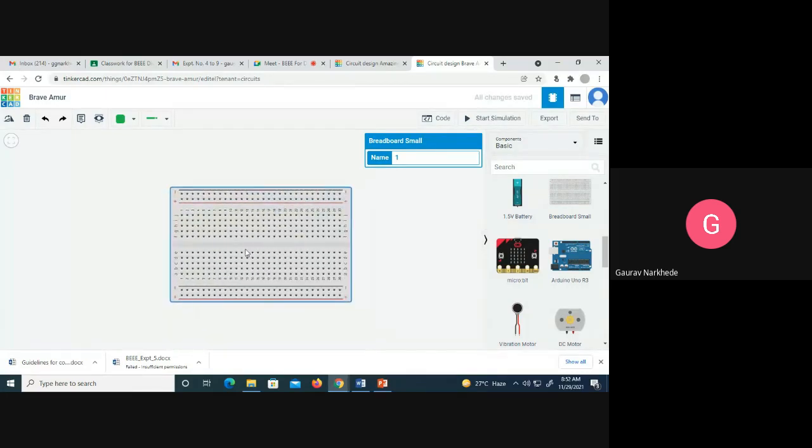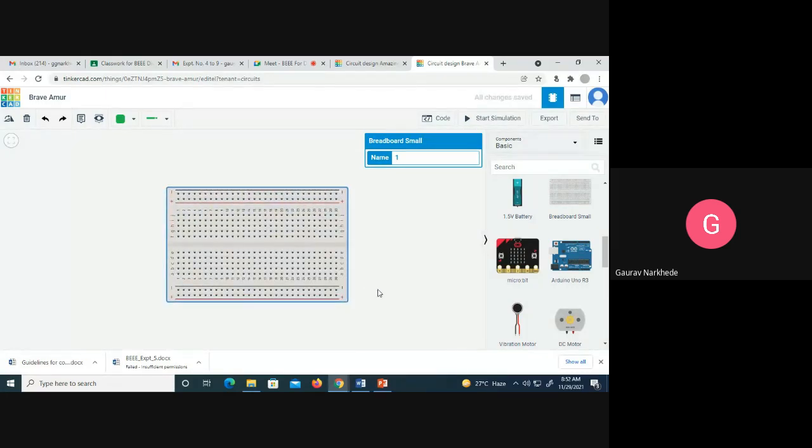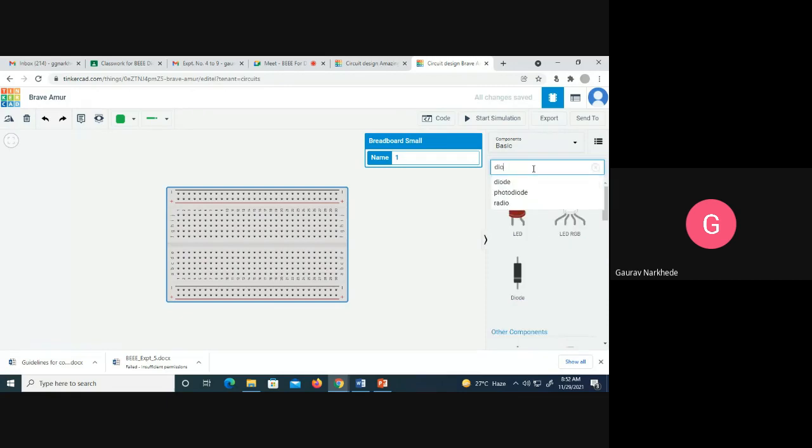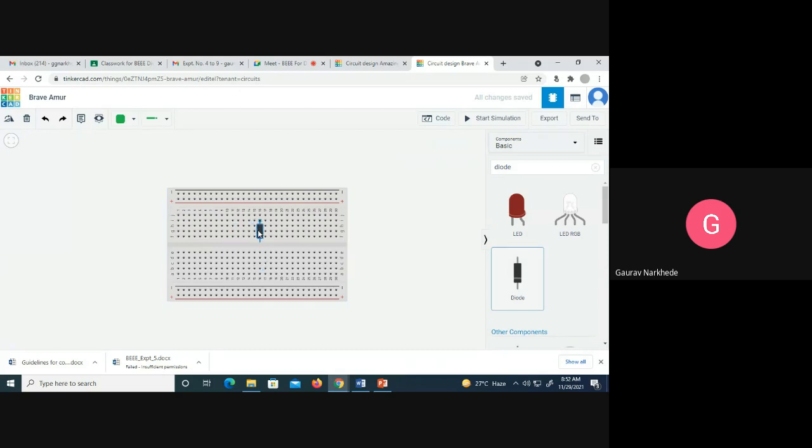Now I want to build a half wave rectifier circuit. So how to build a half wave rectifier circuit? For that I need a diode. So I want a diode for it. I will be taking a normal diode and I will just attach it. If you want to rotate, just press R for rotate.